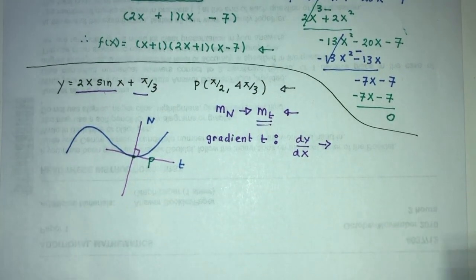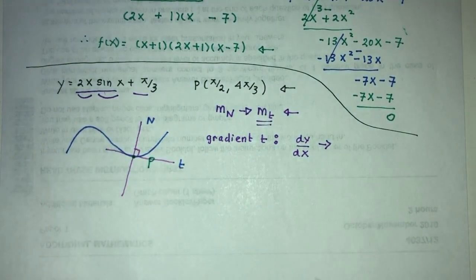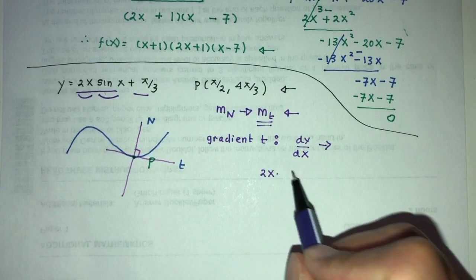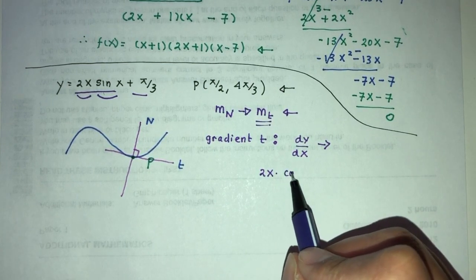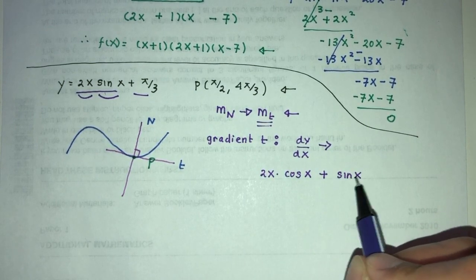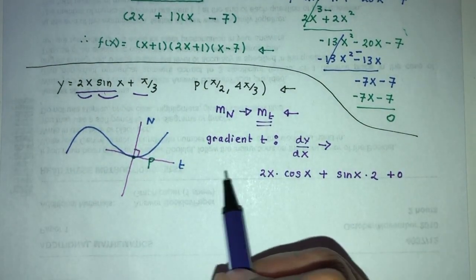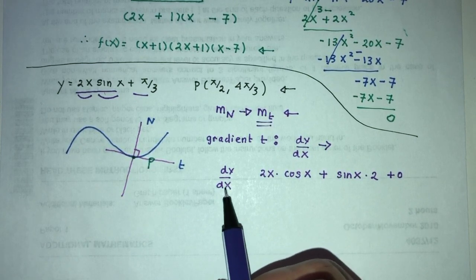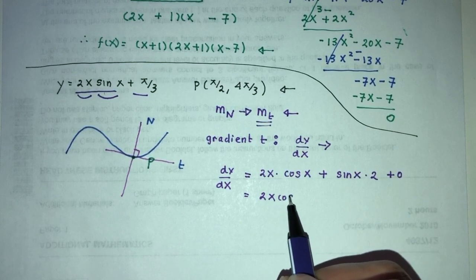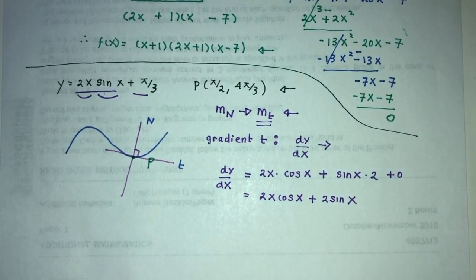So dy by dx will be what? Here we have 2x multiplied by sine x. It is a product, so you have to apply your product rule. We leave the first one by itself, 2x, times d by dx of sine x, that will be cos x, and then plus sine x times d by dx of 2x, which will be 2. Let's simplify. That will be 2x cos x plus 2 sin x. That is my dy by dx.